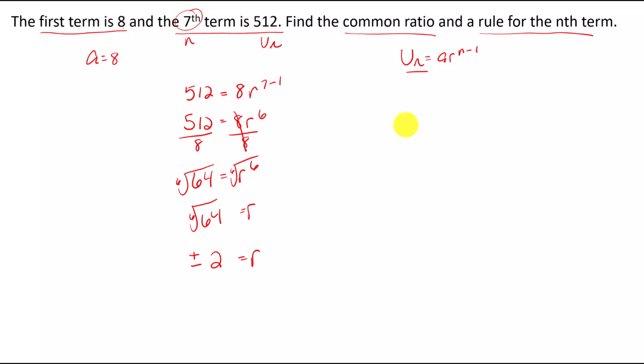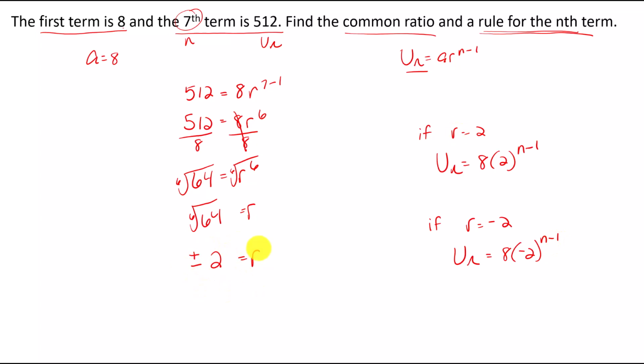So when we write our rule for the nth term in this case, we're going to say, well, if r is positive 2, then u sub n is going to be 8 times 2 to the n minus 1. That's our rule. But if r is negative 2, then we're going to have u sub n equals 8 times negative 2 to the n minus 1. Okay, so it's important to understand that in some cases r could be either, and sometimes they'll tell you.